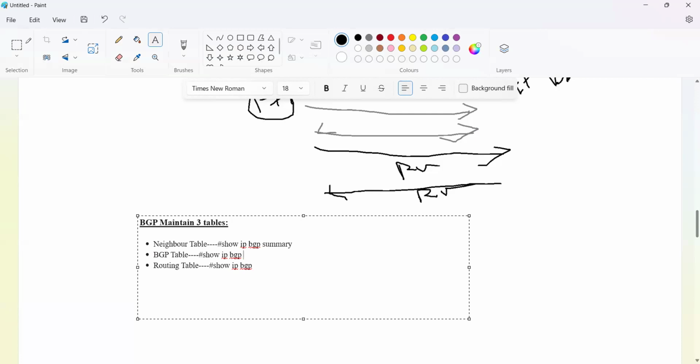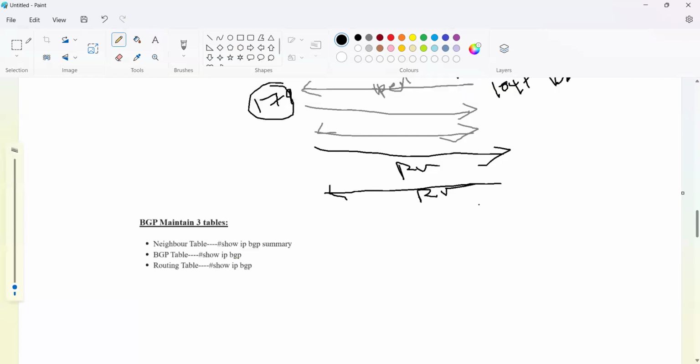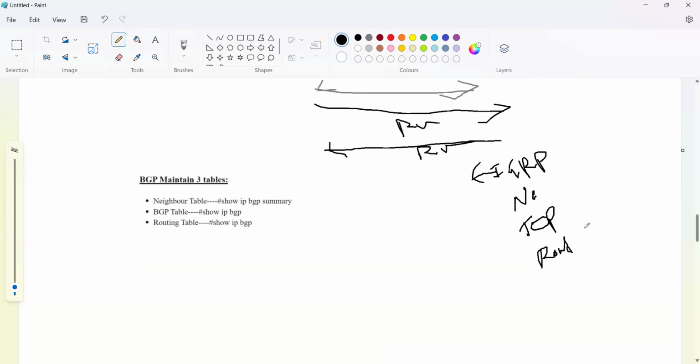OSPF also has three tables: the neighbor table, the database table, and the routing table, the global routing table and the OSPF routing table. And what about EIGRP? EIGRP also has three tables: one is the neighbor table, one is the topology table, and another is the routing table. And OSPF also has three tables: the neighbor table, the database table, and the routing table. Here also we have three tables.